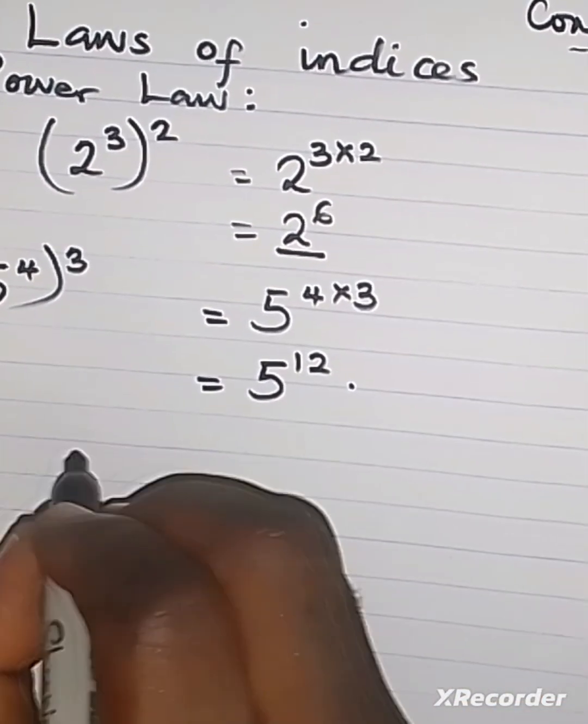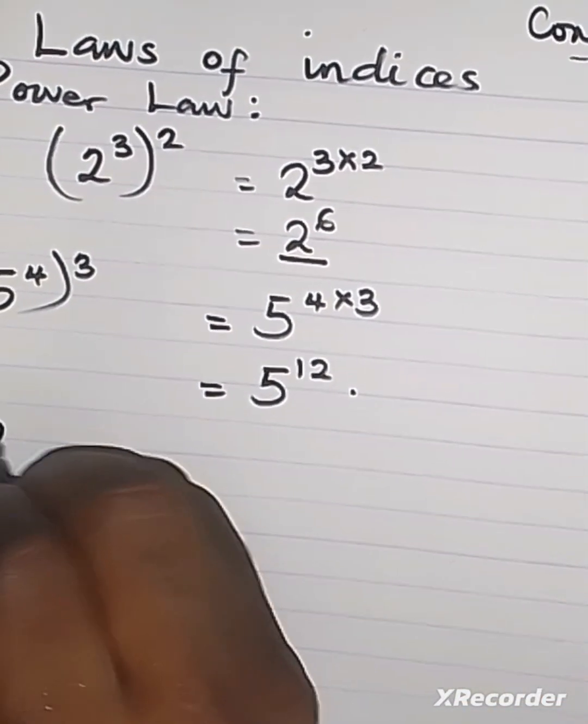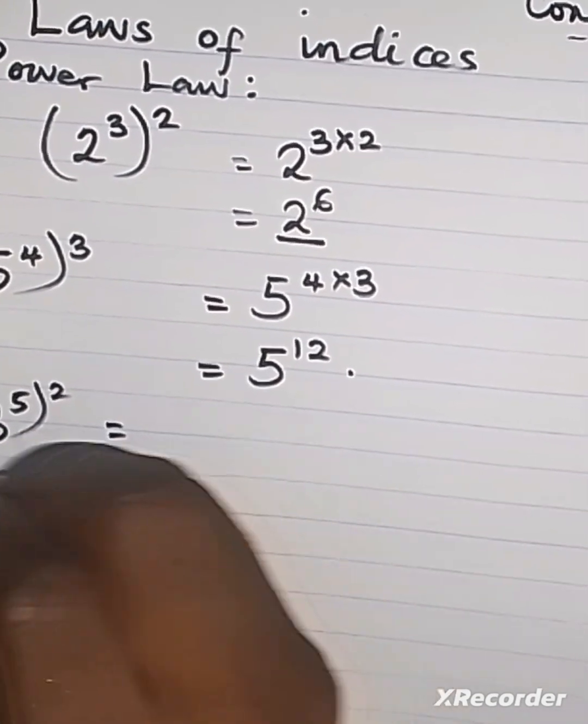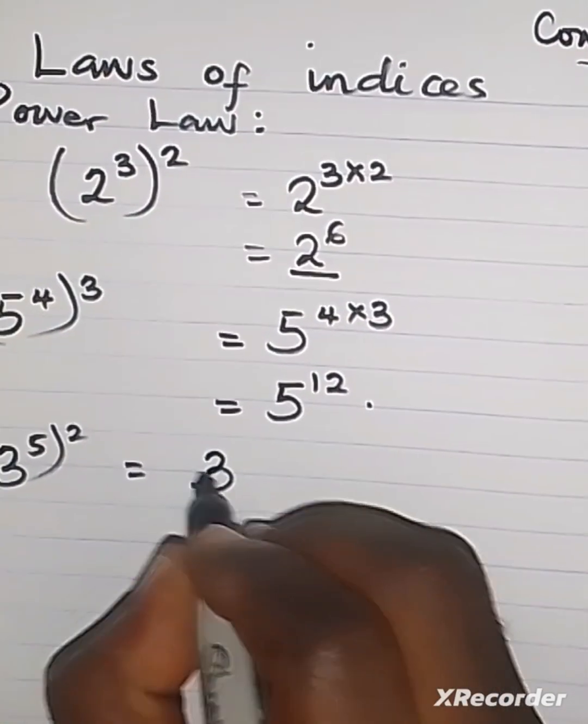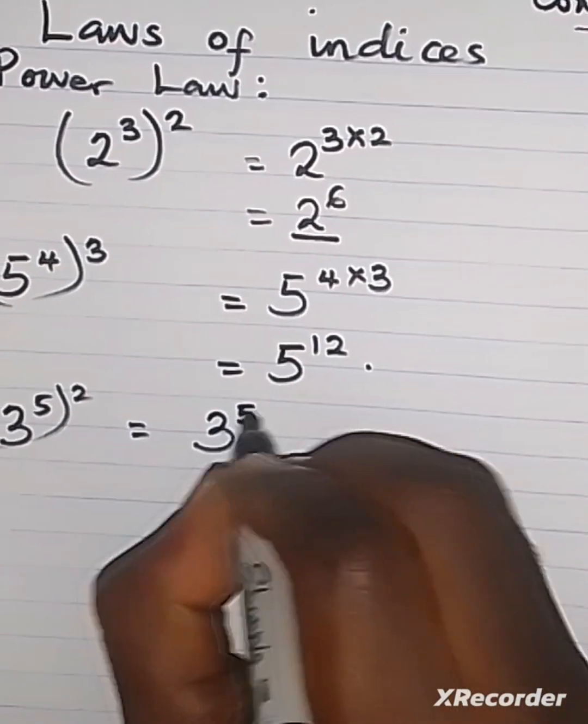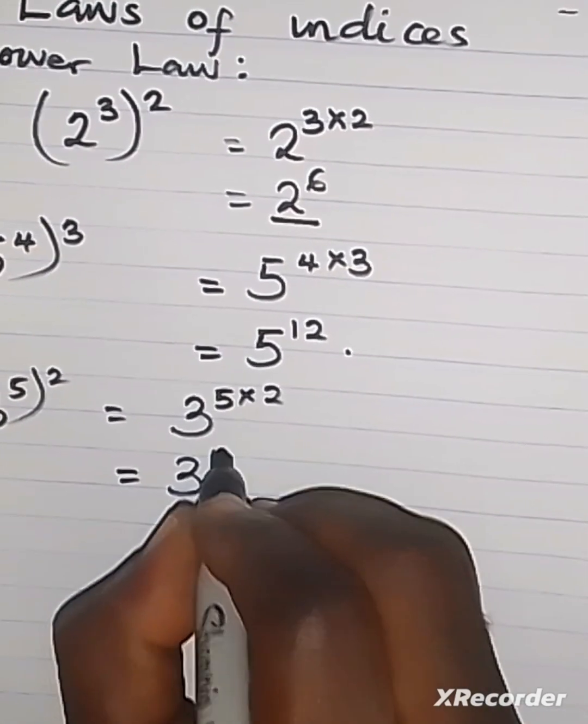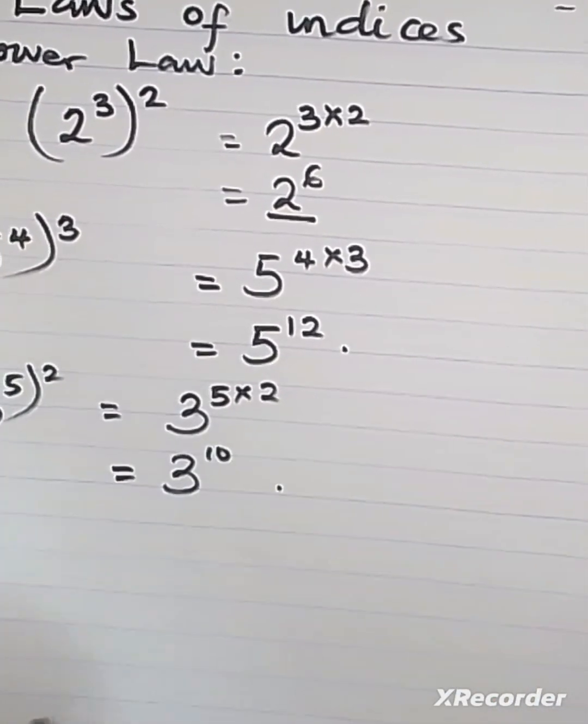Now if you have something like 3 raised to power 5, then in bracket 2, it will be simply 3 raised to power 5 times 2. 5 times 2 is 10, so we have 3 raised to power 10. That is that on the power law.